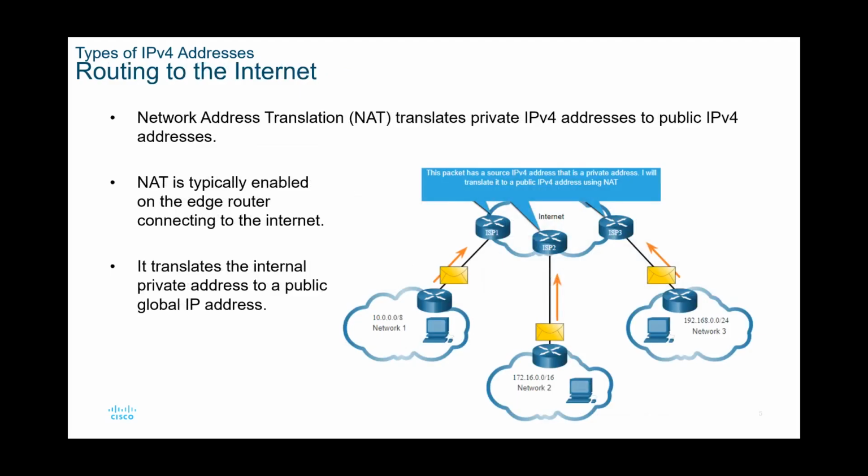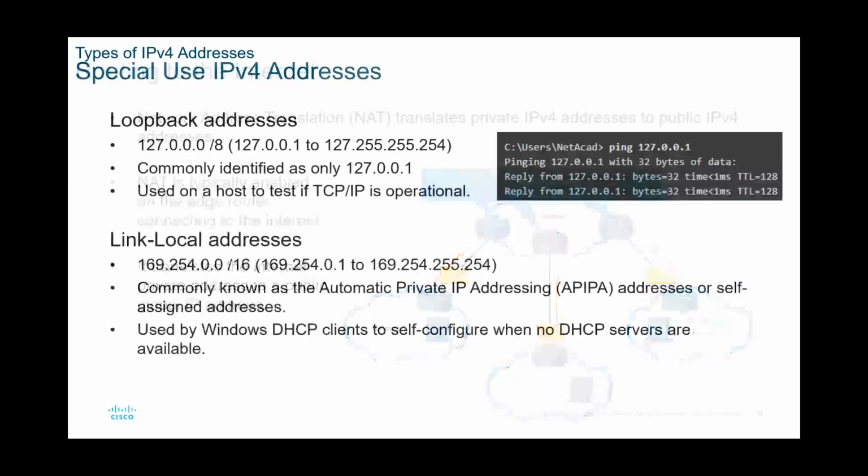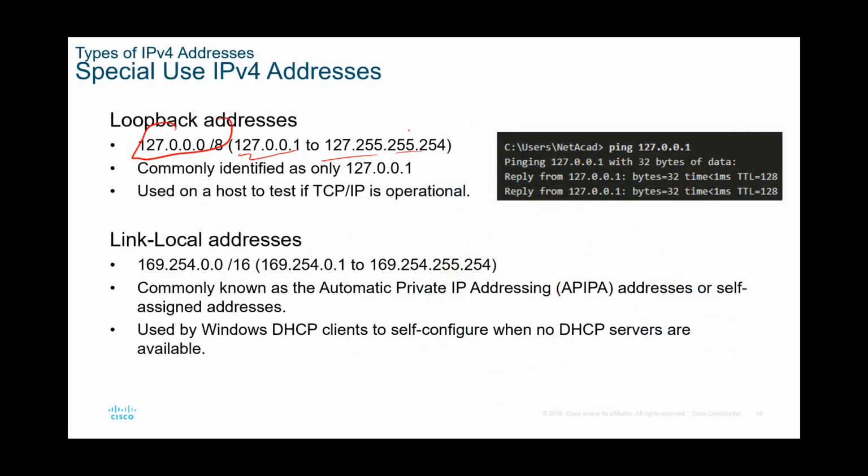So we have a technology that translates private IP addresses to public IP addresses. So locally, you have private, and then when you are going out, you go with public. Take note of that. Another address I want to talk about is the loopback address. When you see an address that starts with 127, 127.0.0.1 all the way to this, what do we do with that? We use this to test the TCP/IP stack, or if TCP/IP is operational on our computer.